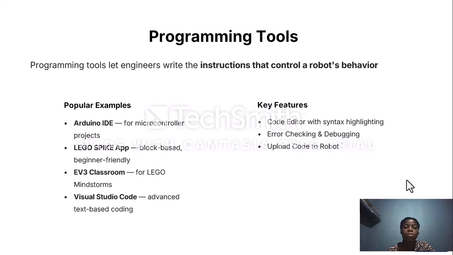So popular examples of programming tools are Arduino IDE, Lego Spike, EV3 Classroom, and Visual Studio Code. Its key features are a code editor with syntax highlighting, error checking and debugging, and uploading code to the robot. Alright, students, let's talk about one important thing here, which is IDE.